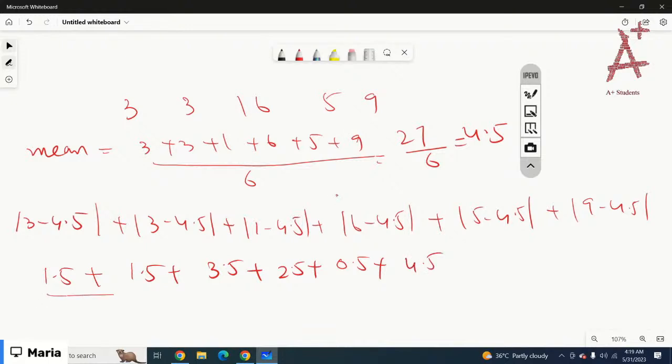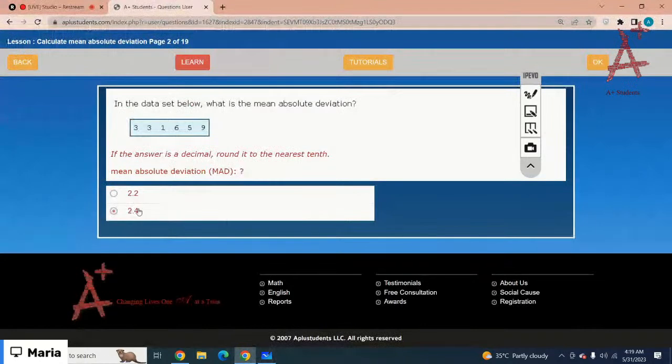Just add all the values and divide by the 6. Got it? 4.5 plus 0.5 plus 2.5 plus 3.5 plus 1.5 plus 1.5. So the sum of all values is 14, and 14 divided by 6 is 2.3. That means the mean absolute deviation of the given data set is 2.33. Got it? You can round it off to 2.4.